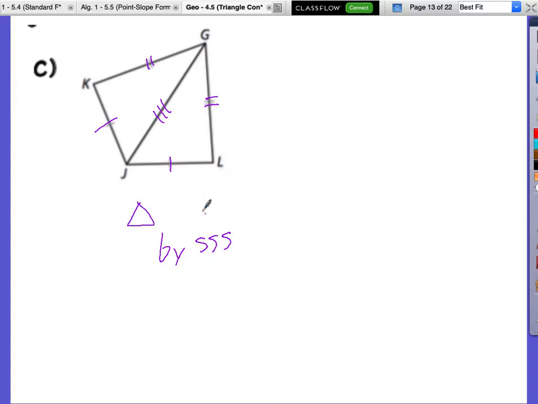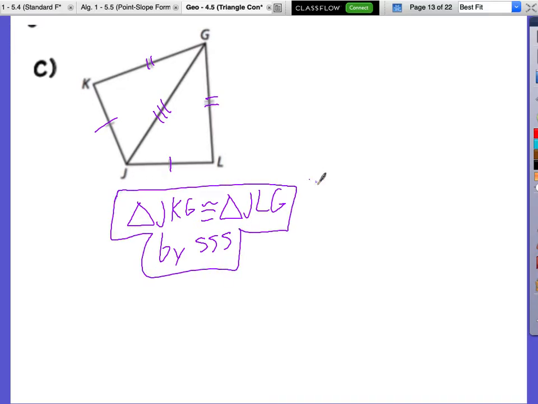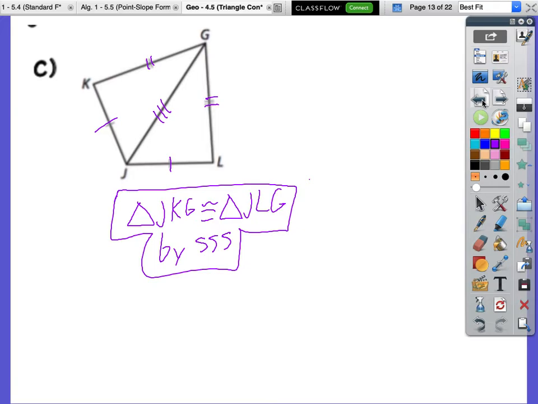Tanner, give me a congruent statement. Triangle JKG is congruent to triangle JLG. Very good. Did the right order and everything. Yes, Julia. Would it work if I put triangle GKJ is congruent to triangle GLJ? Yeah, that'd work.